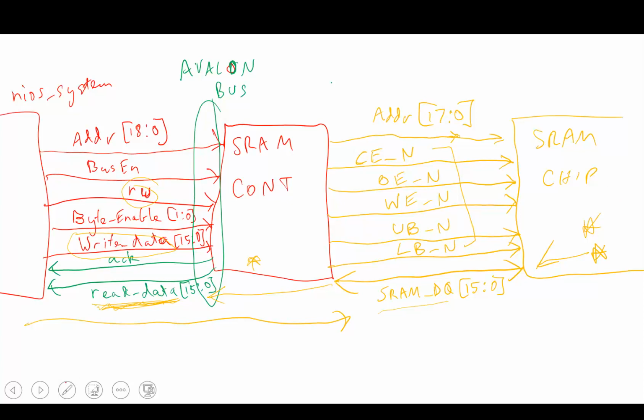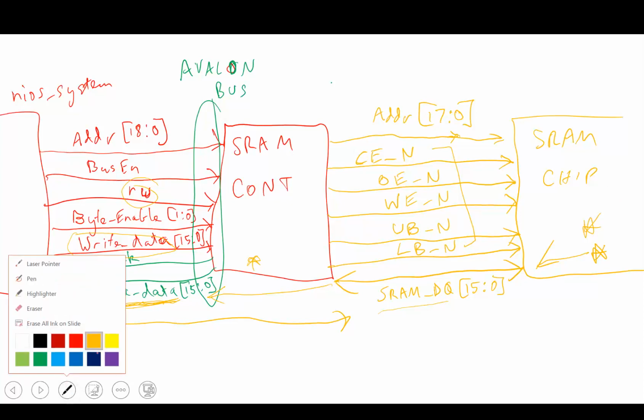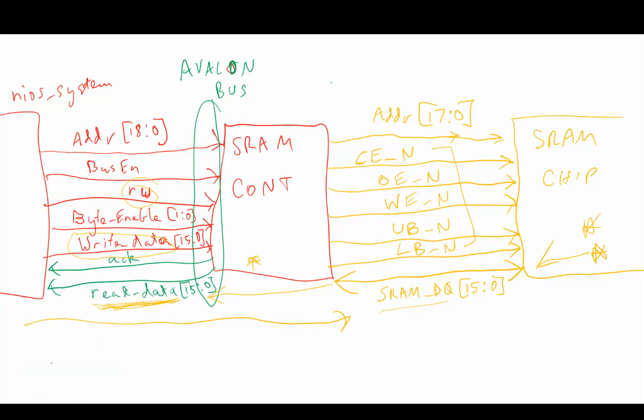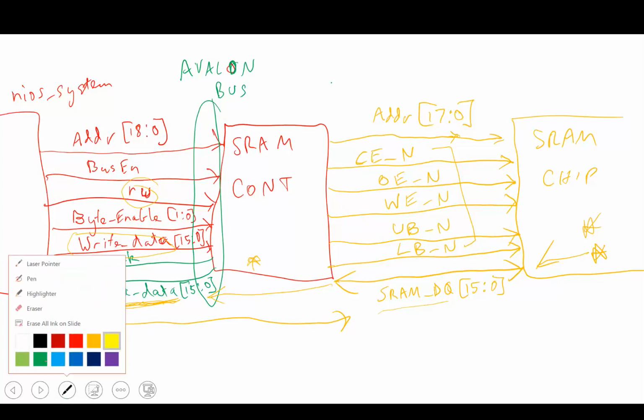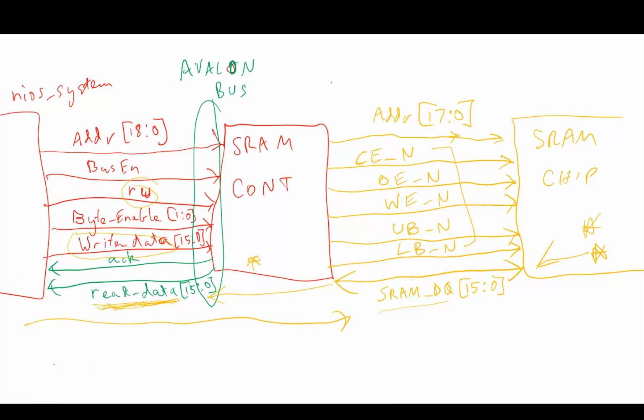Okay, so now for the other signals, if it's not clear to you, all of these signals here are simply just a slight differentiation of what these ones are on the left. So for example, chip enable is the same as bus enable, except this is active low. So that value should just be the inverse of bus enable.